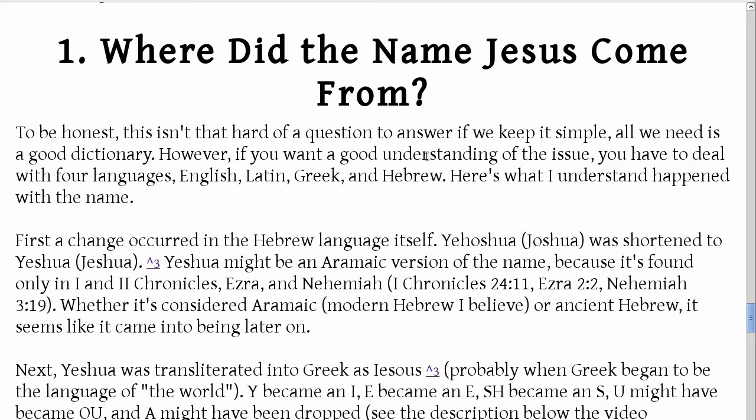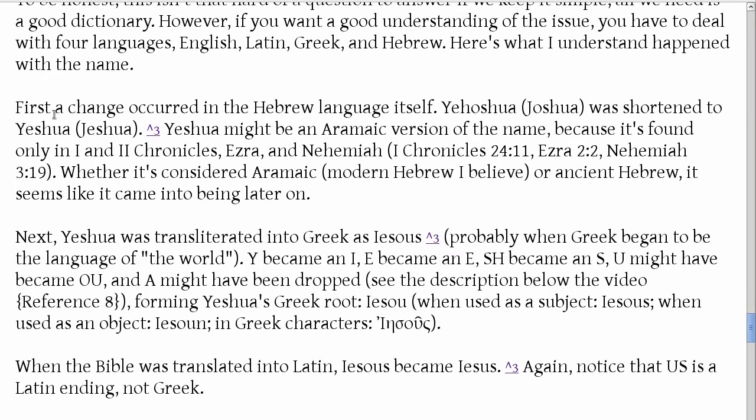However, if you want a good understanding of the issue, you have to deal with four languages: English, Latin, Greek, and Hebrew. Here's what I understand happened with the name. First, a change occurred in the Hebrew language itself. Yehoshua, translated into English in the Bible as Joshua, was shortened to Yeshua, transliterated into English in the Bible as Jeshua.